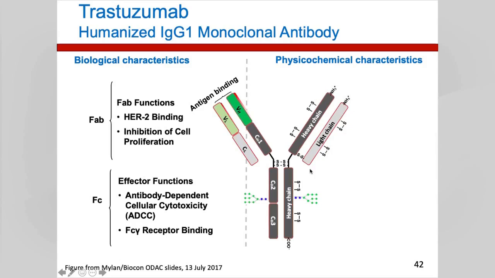The Fc portion of the molecule, which is also glycosylated, is responsible for the effector functions of trastuzumab, which are very important for the clinical function of the protein. And these include antibody-dependent cellular cytotoxicity, or ADCC, and also binding to the Fc gamma receptor, which leads to its bioactivity when it binds to effector cells.